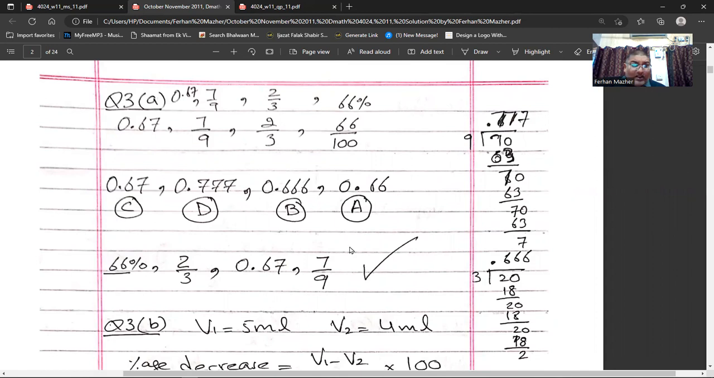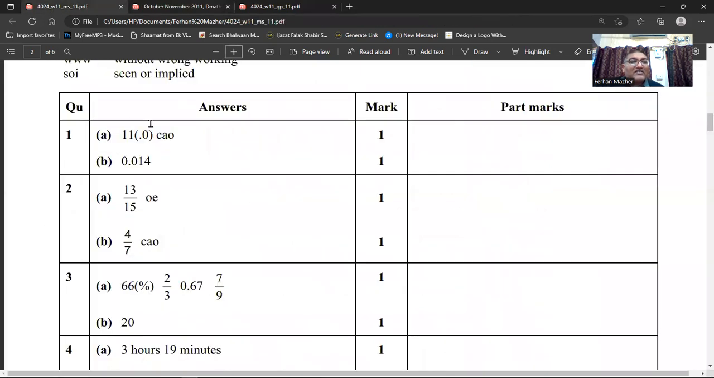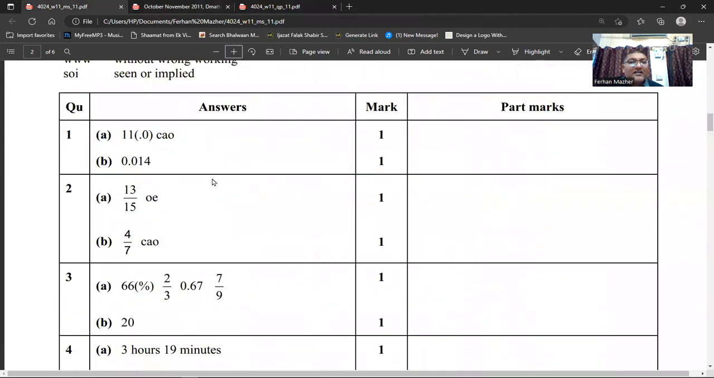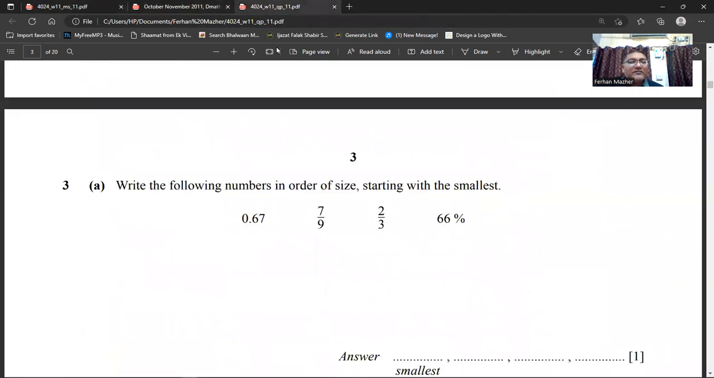So when you write the order in for your answer, you will write the original values. Okay, so this one will come first, 66%. Then we will have this one, which is 2 by 3. Then this will come, which is 0.67, and then this one will come, which is 7 by 9. Okay, so let's check. You can see from the question that our answers are perfect, right? So that is the A part of question number 3.